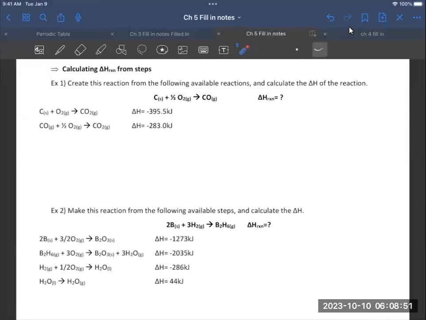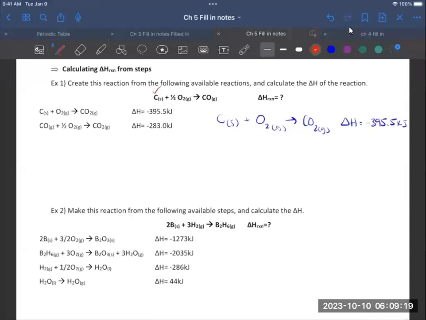So this is what I'm going to do. I'm just going to copy it down as it is. I've got C solid plus O2 turning into CO2. And that makes my delta H negative 395.5 kilojoules. And this is what I'm going to do. I'm going to check off that I got my carbon covered.